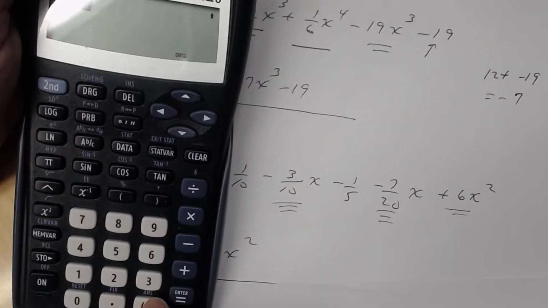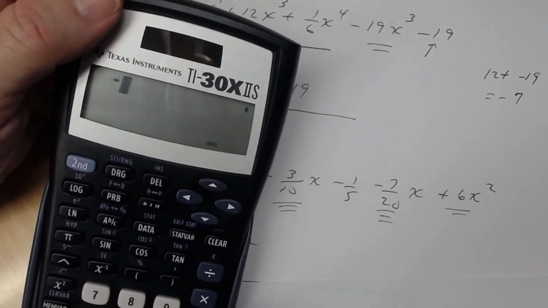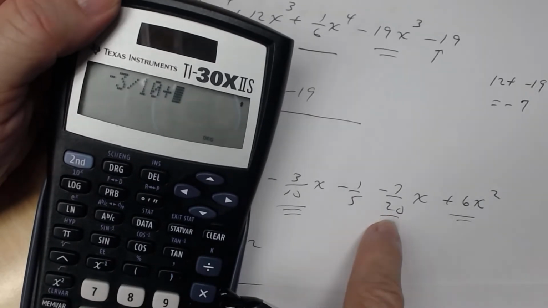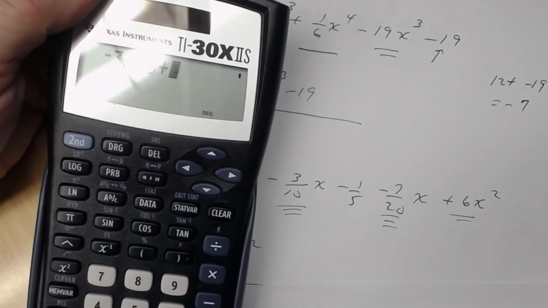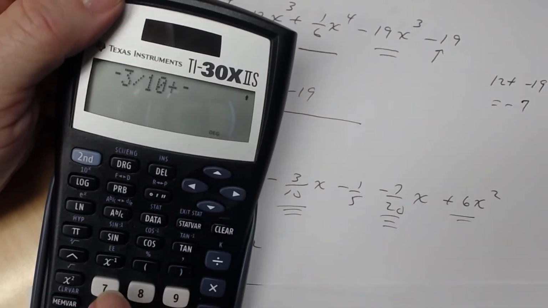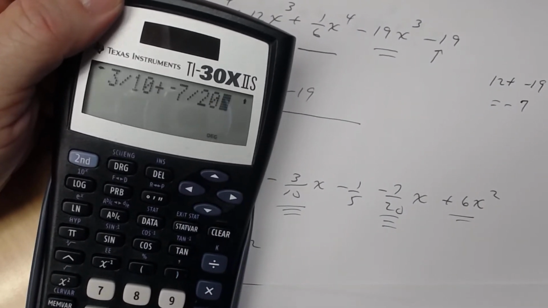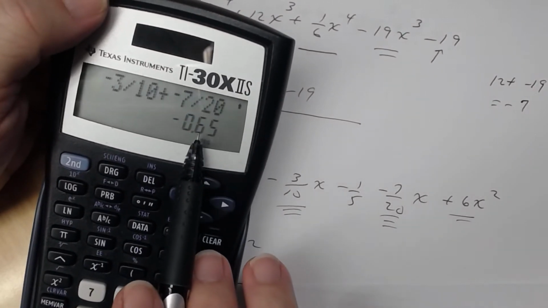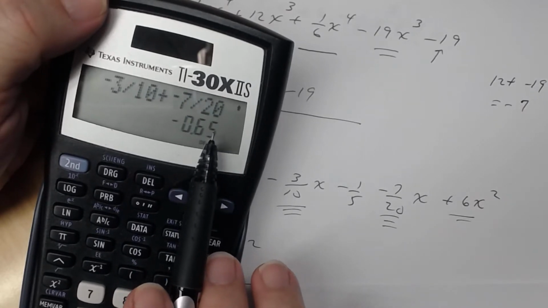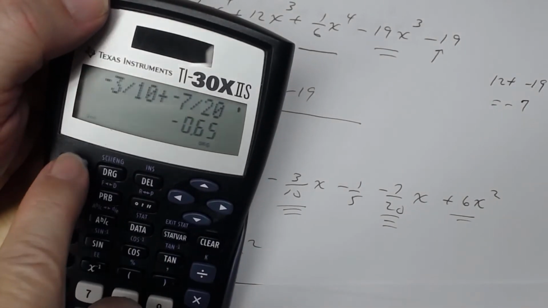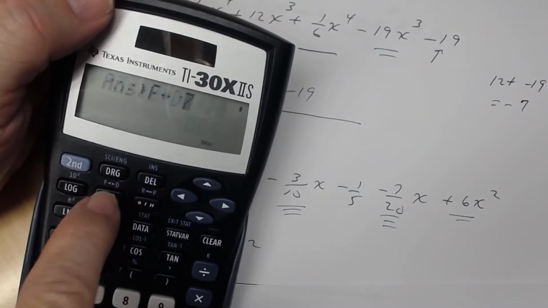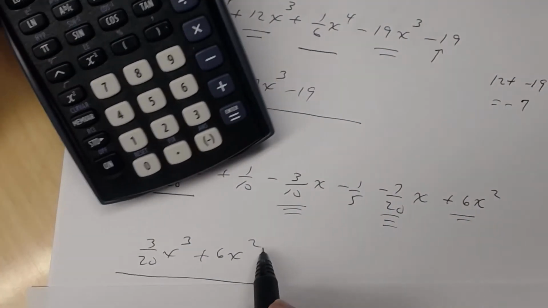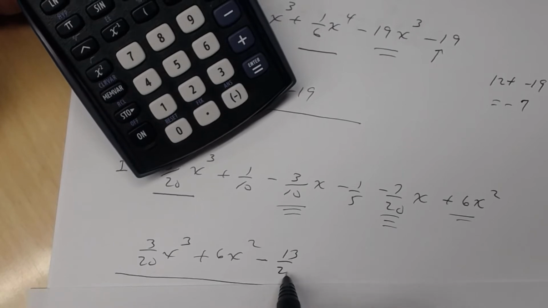All right, so you can say negative 3 divided by 10 plus a negative 7/20, so negative 7 divided by 20. Then press equal, and you get this decimal. Now that's easy to see what it is. That's a negative 65 hundredths, but let's reduce it. So just use your calculator, second PRB, press equal, and then it reduces it for you. So negative 13/20. So this will become minus 13/20 x.